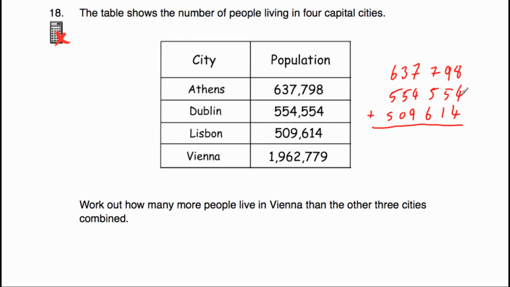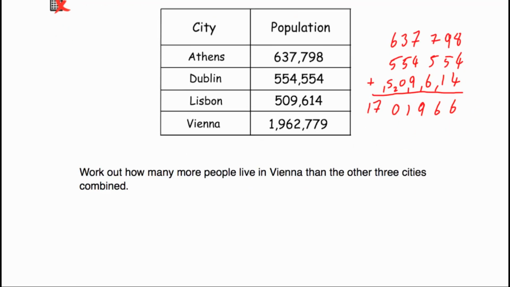So 8 plus 4 is 12, plus 4 is 16, so put our 6 down, carry our 1. 9 plus 5 is 14, 15 and 16, so put our 6 down, carry our 1. 7 plus 5 is 12, plus 6 is 18, plus 1 is 19, so put our 9 down and carry our 1. 7 plus 4 is 11, plus 9 is 20, plus 1 is 21, so put our 1 down, carry our 2. 3 plus 5 is equal to 8, plus 2 is equal to 10, so put our 0 down, carry our 1. And 6 plus 5 is equal to 11, plus 5 is equal to 16, plus 1 is equal to 17. So we've got 1,701,966 live in the other 3 capital cities.